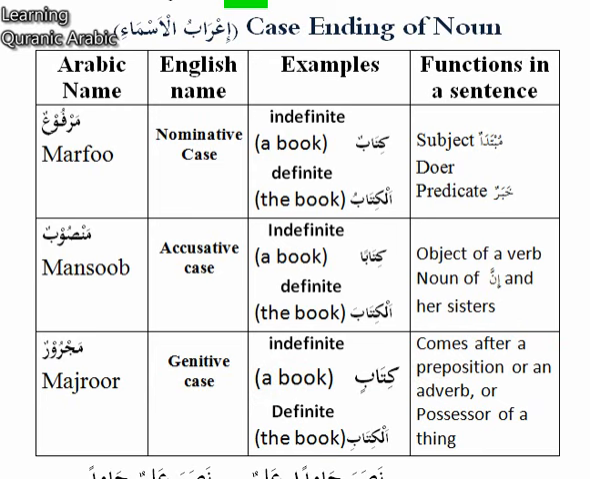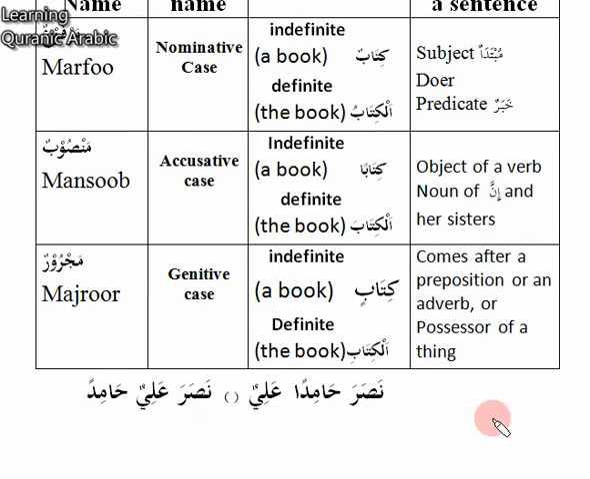So let's study this example to understand this. Yes, here. Nasara. Nasara means what? Helped. Hamidan Aliyun. Here it says Nasara Hamidan Aliyun. It means someone helped another person. So, Hamid helped Ali or Ali helped Hamid? Can you translate it? Who can translate that? I can translate. Yeah, tell me. Ali helped Hamid. Ali helped Hamid.